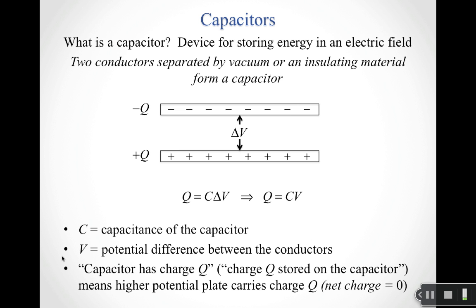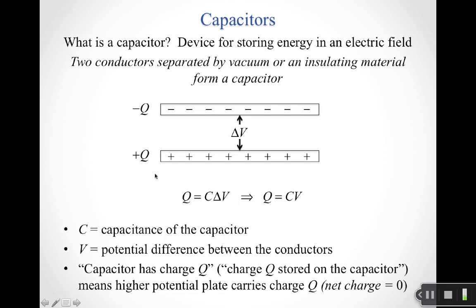Alright, so the first circuit element that we're going to work with is a capacitor. And so just to remind ourselves, the basic question of what is a capacitor can be answered a couple of ways. And the first way is it's a device for storing energy in an electric field. Now you can build a capacitor by basically taking two conductors, putting charge on them, and then separating them by vacuum or insulating material. That's going to form a capacitor.